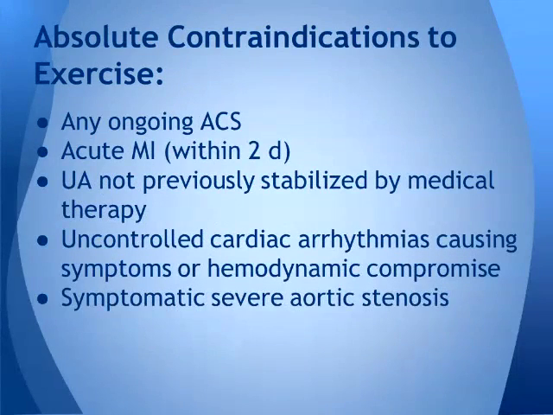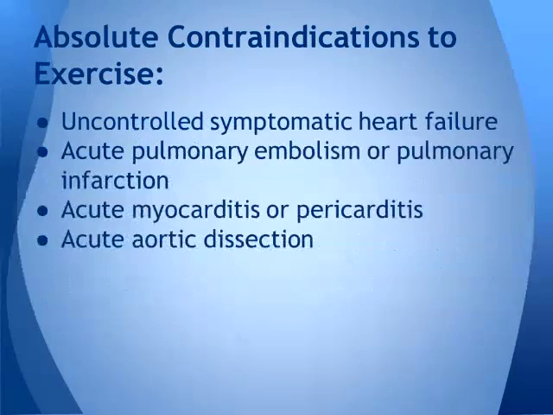Absolute contraindications to exercise testing are any ongoing acute coronary syndrome. So if the patient had chest pain 3 hours ago and you think it's unstable angina, they're not a candidate for stress testing. Acute MI within 2 days, unstable angina not previously stabilized, uncontrolled cardiac arrhythmias, severe symptomatic aortic stenosis, we don't put those patients on the treadmill. You can stress severe aortic stenosis, but not on a symptomatic patient. Uncontrolled symptomatic heart failure, acute pulmonary embolism or pulmonary infarction, myocarditis, pericarditis, and acute aortic dissection.